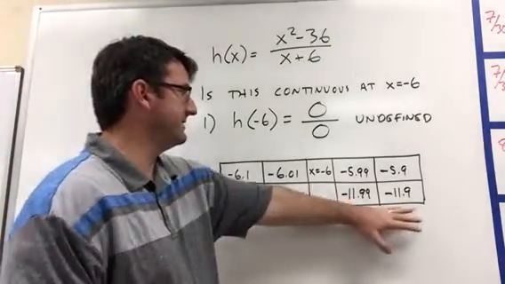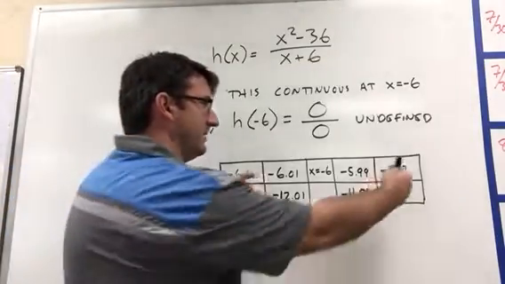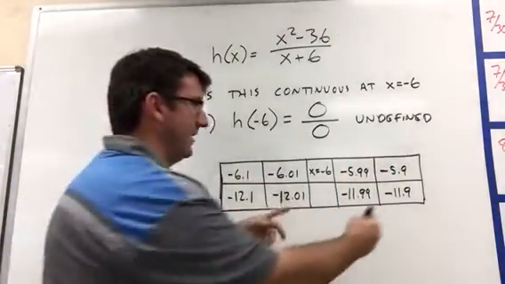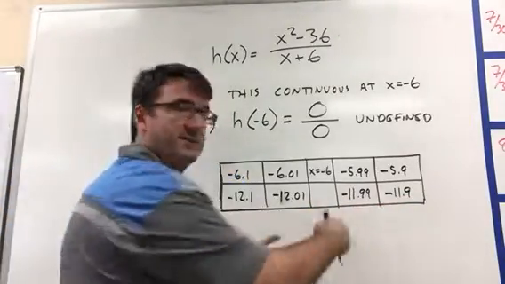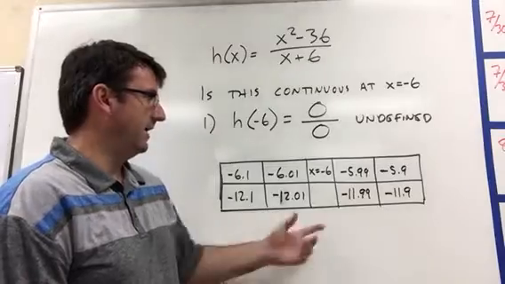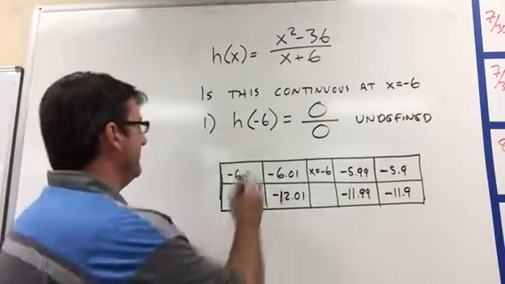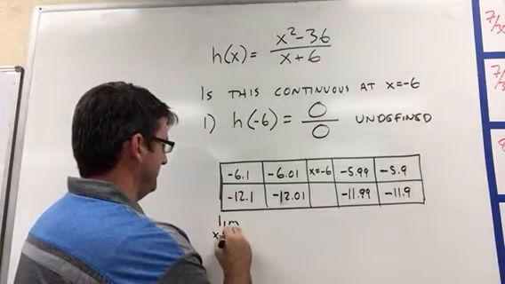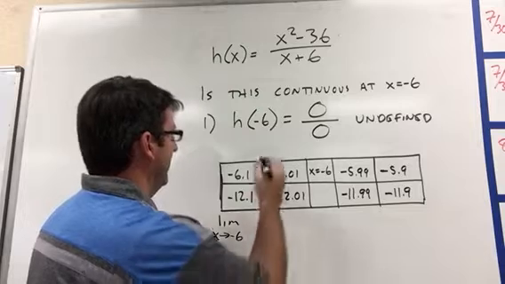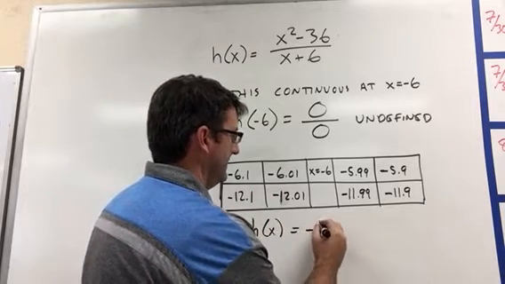So here, notice that the limit does exist. As we get closer and closer to negative 6, we're getting closer and closer to a single number on both the right and the left. We're getting closer and closer to negative 12. So we're going to say that the limit does exist, that the limit as x approaches negative 6 of this function h of x is equal to negative 12.